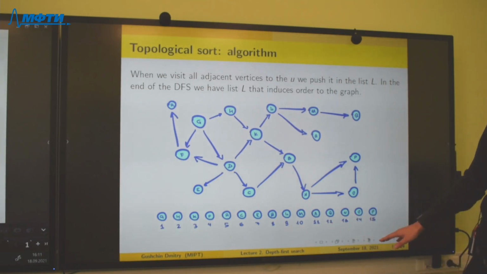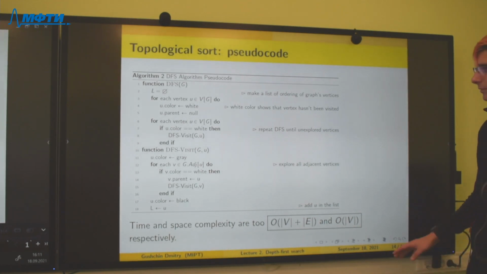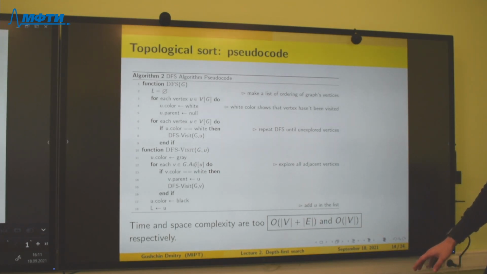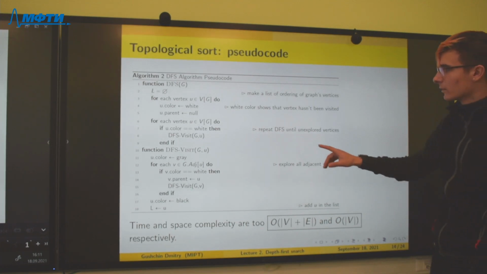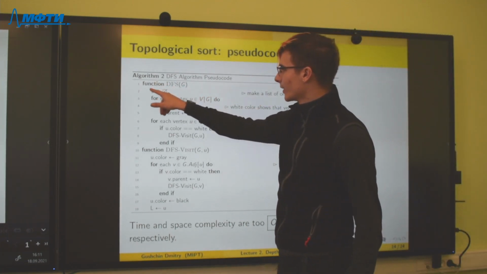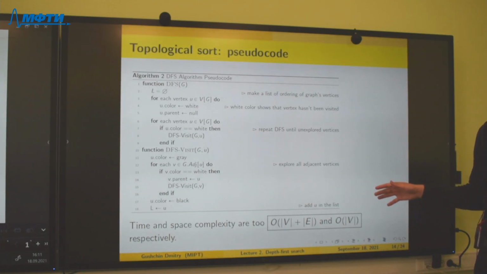Okay. And about the pseudocode of topological sort, it is very similar to DFS, but we can see that we have a list L that stores the numeration of vertices that we explored.